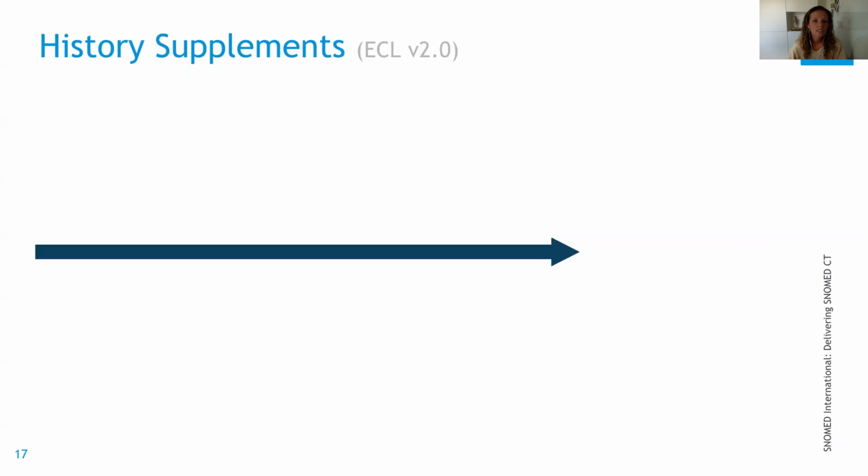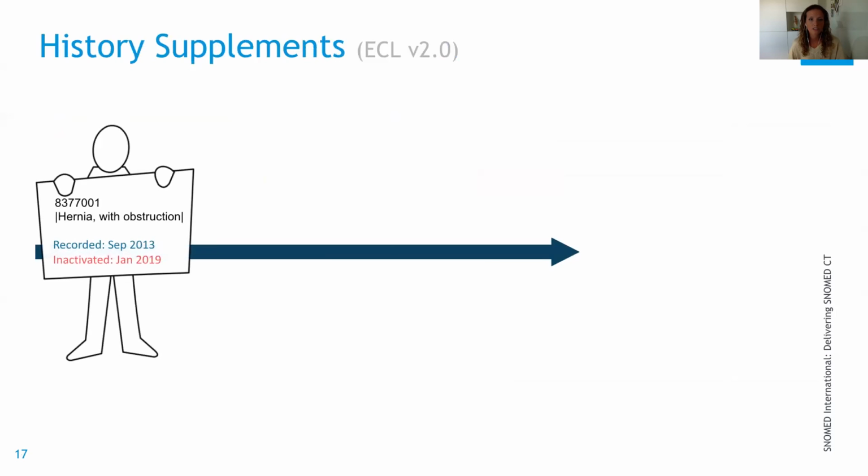And now moving on to history supplements. Version 2.0 is the first version of the expression constraint language that is specifically designed to support querying over historical patient records, which may contain inactive codes.